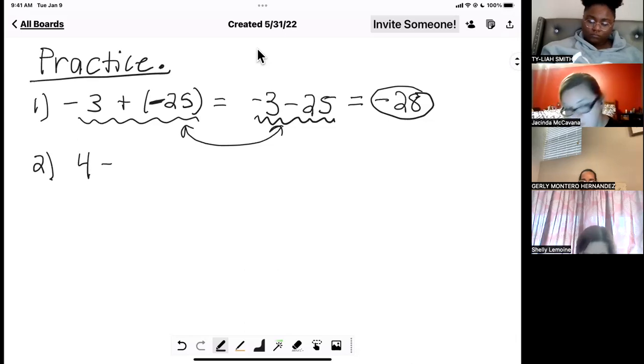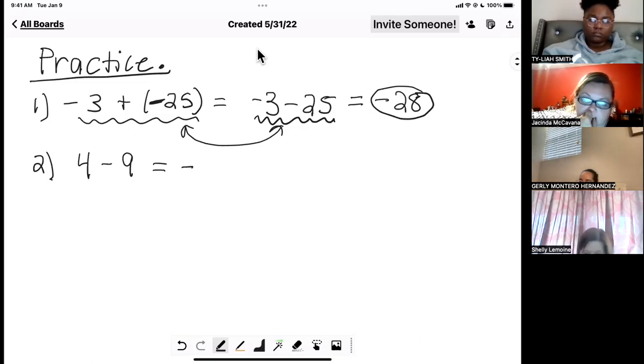4 minus 9. Okay, first thing I do, look at my signs. I got a +4, I got a -9. They're opposite signs. So I have to subtract them. So 9 minus 4 is 5, but the 9 is bigger and the 9 has that negative sign. So the answer has to be -5.